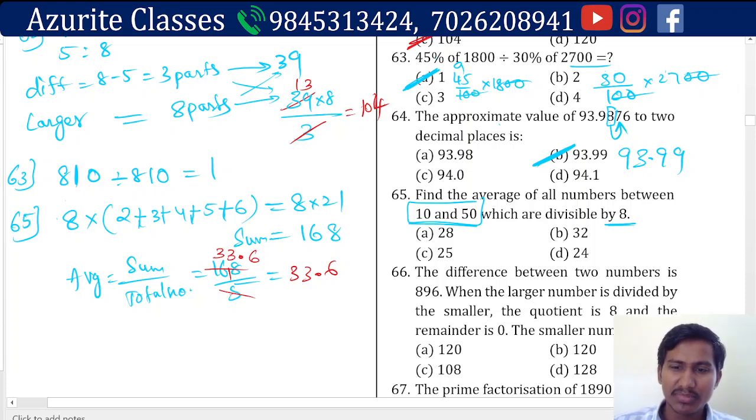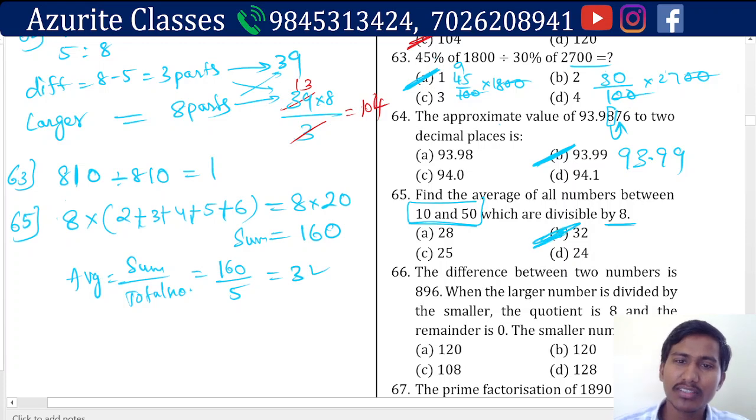So here we made a mistake in addition, right? If you add 2 plus 3 is 5, 5 plus 4 is 9, 9 plus 5 is 14, 14 plus 6 is 20, not 21. So if you take it as 20, 8 into 20 is how much? 160. So 160 divided by 5. Okay, 5 numbers. So 160 divided by 5 means 32 will be the answer. So which is the answer? Option B. Okay, good.